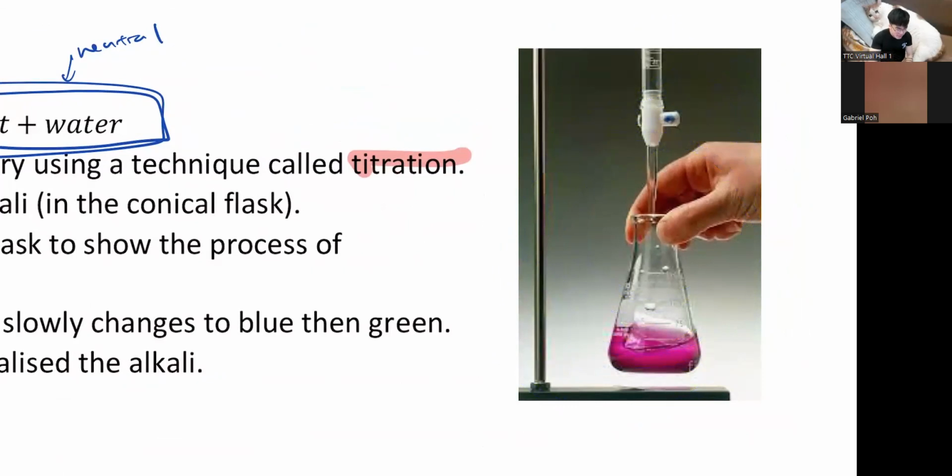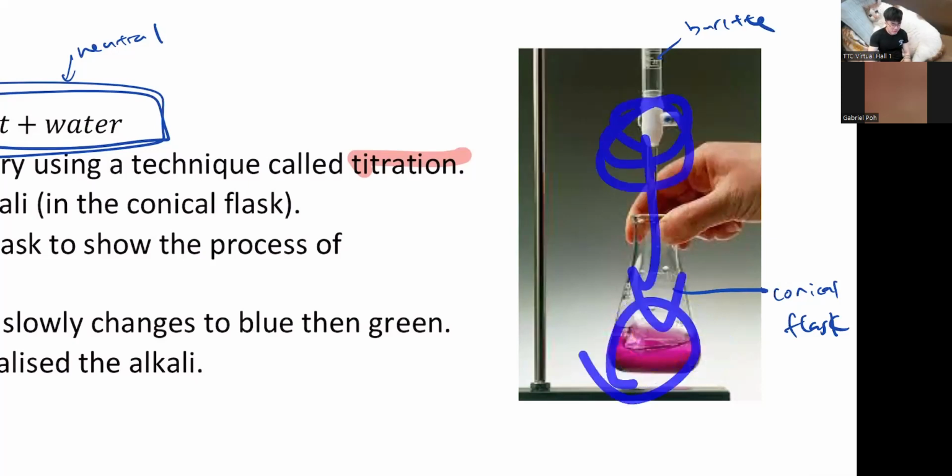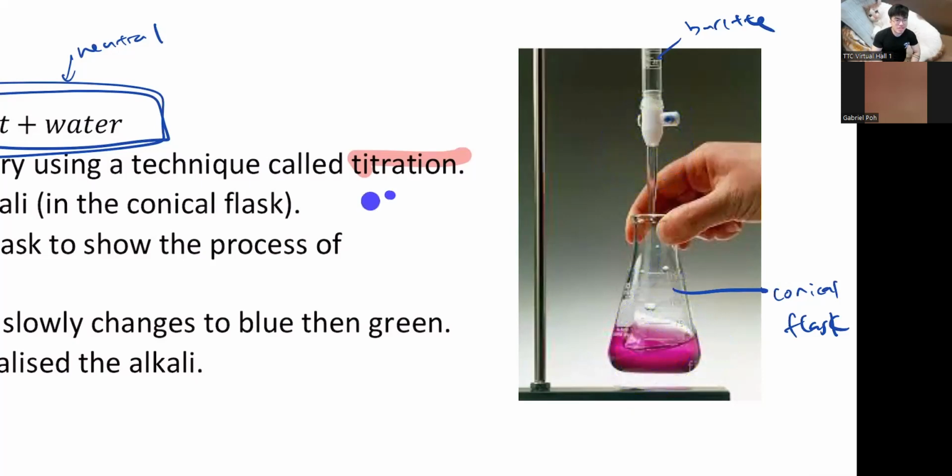What is this, by the way? This top one is the burette, and we have a conical flask here. Usually it looks pink here because there's an indicator to tell us whether something is neutral, acidic or alkaline. By dropping something in the burette into a conical flask, this is called titration.